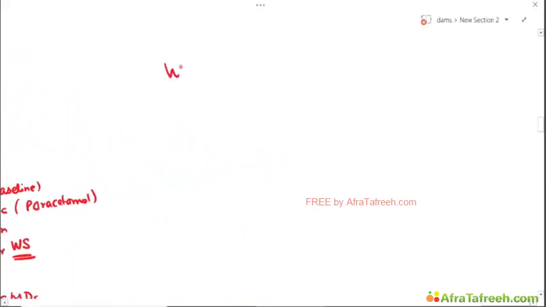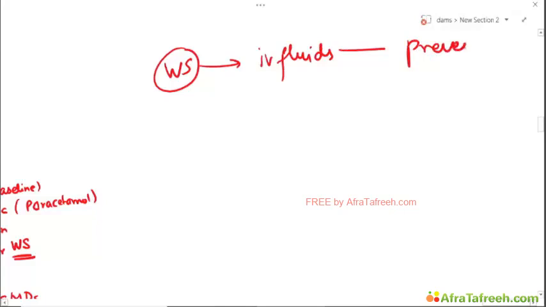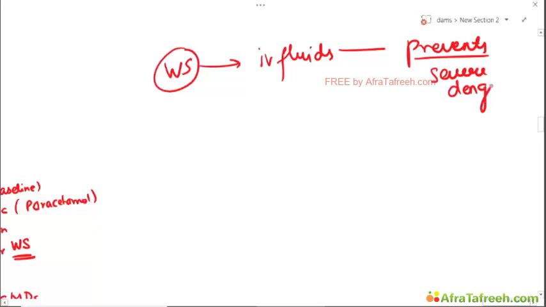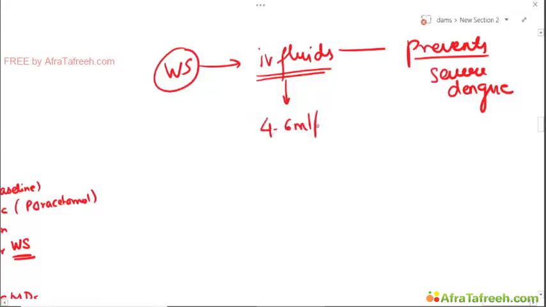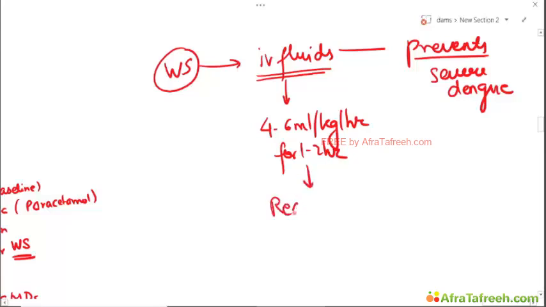However, if the patient develops warning signs, this becomes an indication for intravenous fluids, and this prevents severe dengue. As simple an intervention like IV fluids prevents severe dengue, right? So if the patient has warning signs, start off with IV fluids. You start at around 4 to 6 ml per kg per hour for 1 to 2 hours, and then reassess.